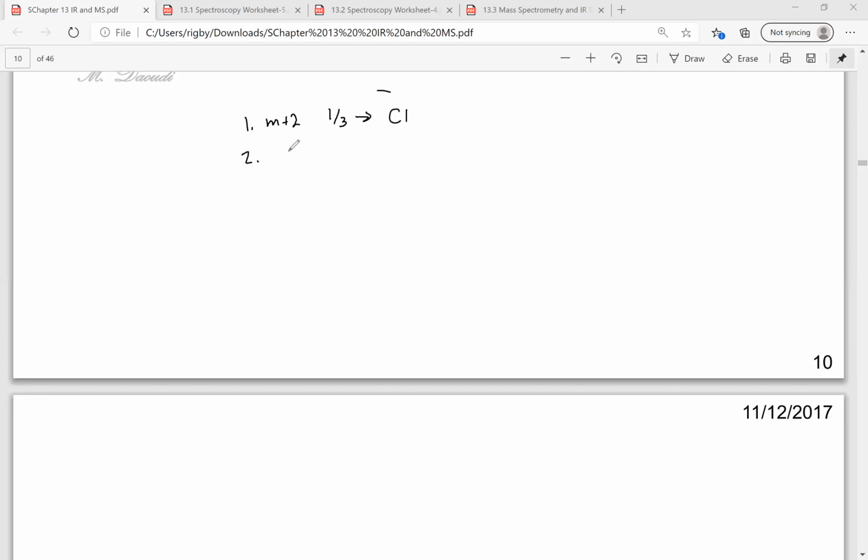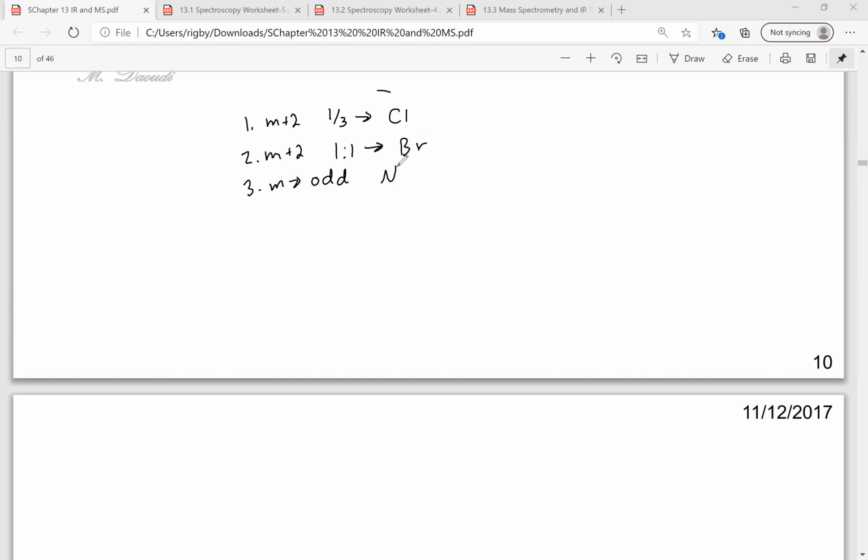2, we look at the M+2 peak. If it's the same size, so a 1-to-1 ratio, as the M peak, then we have bromine. If we look at the mass and it's an odd number, then we have nitrogen, or an odd number of nitrogens. If we have an even number of nitrogens, it'll cancel out and make an even mass number.